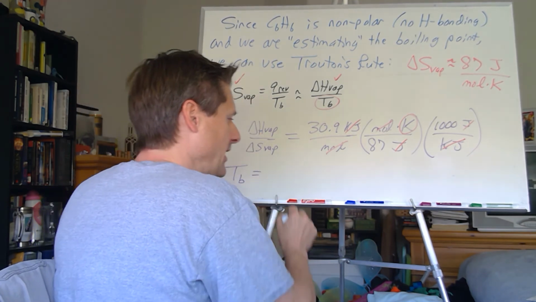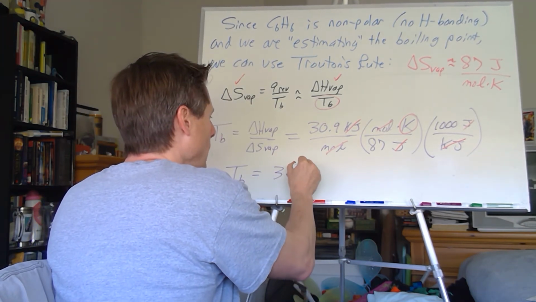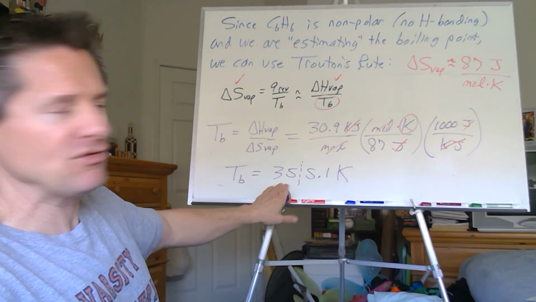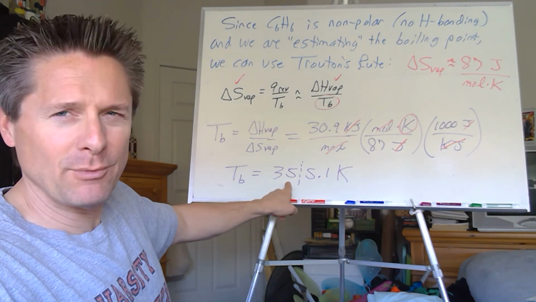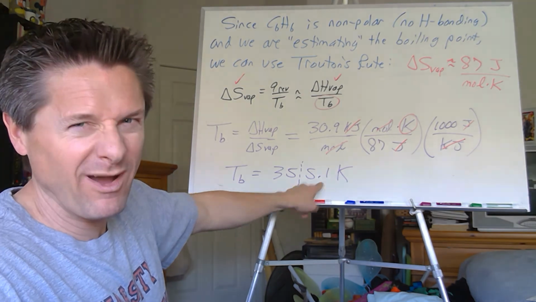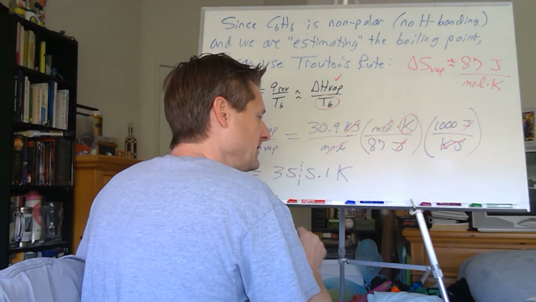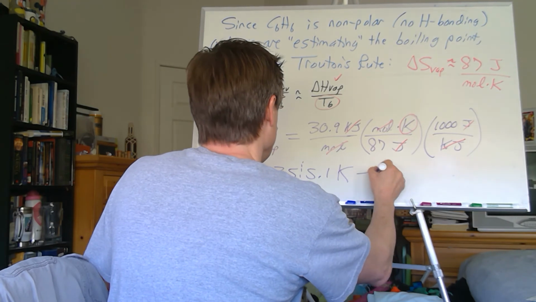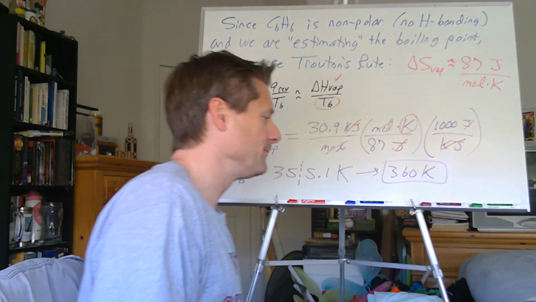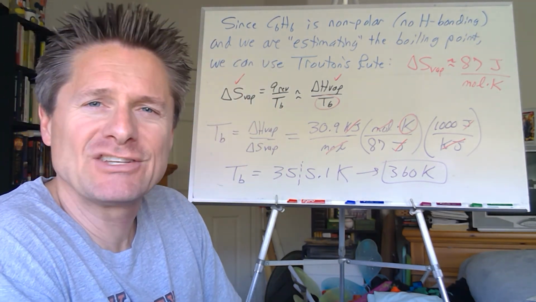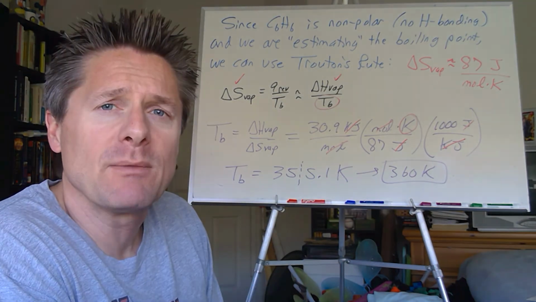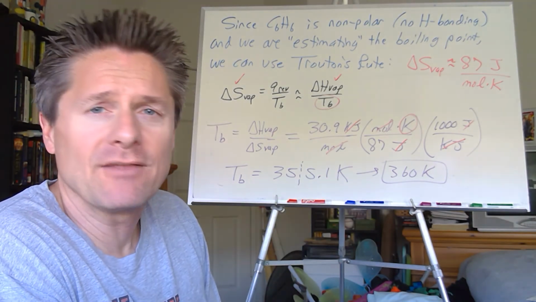So if you pop this out, I get 355.1, good to 2 significant figures. That's a little bit closer to 360 Kelvin than it is to 350 Kelvin, so that's going to go to 360 Kelvin. And if you want to convert that to degrees Celsius, which is typically more how we think, just subtract 273.15, and then you would get your answer in degrees Celsius.